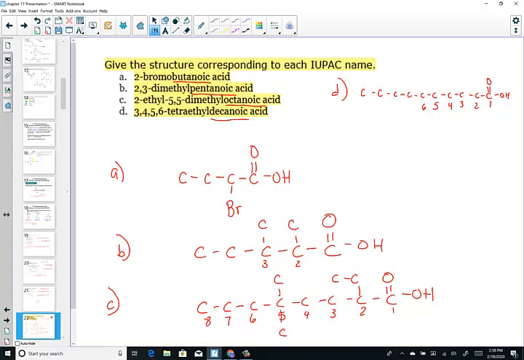tetraethyl. So there's a 2-carbon chain off carbon 2. No, not carbon 2, silly me. There's a tetraethyl starting at carbon 3. There's an ethyl group. At carbon 4, there's an ethyl group. At carbon 5, there's an ethyl group. And at carbon 6, there's an ethyl group. I made mine go up, down, so it wasn't so crowded. As you're attaching those, make sure the bonds are actually there. And we have our 3, 4, 5, 6 tetraethyl decanoic acid. Sweet.